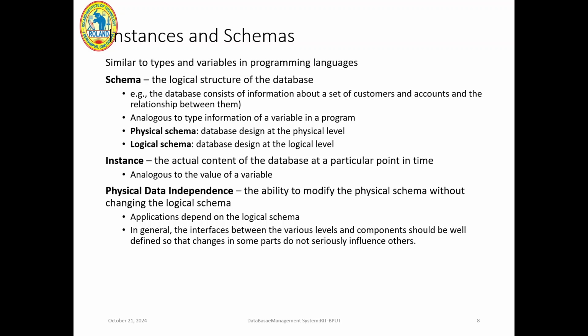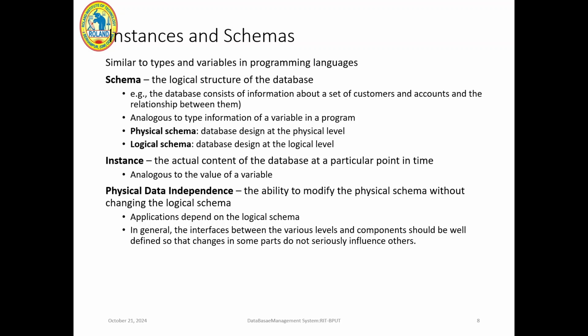The actual content of the database at a particular point of time is analogous to the value of that variable. So for example, I say the variable is x. So x means it is a variable, nothing is there. But I say variable x and x is equal to 25. So the instance of that variable x is 25 at that particular moment. Understand? So x is the schema here and 25 is the instance of that variable. In that way, we can explain that the schema is just like a variable and the instance is just like the value of that variable at a particular instance of time.